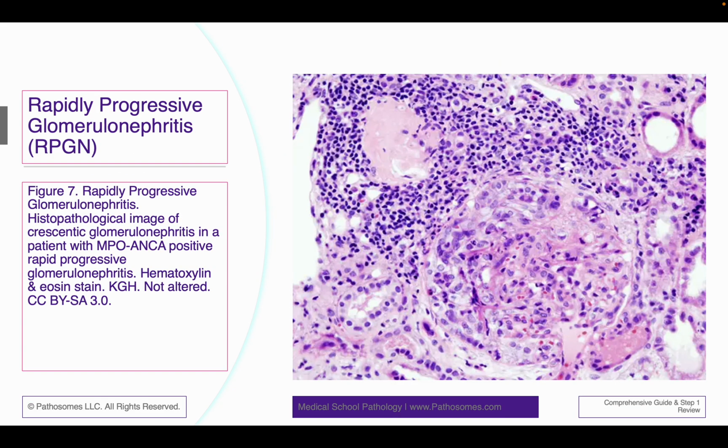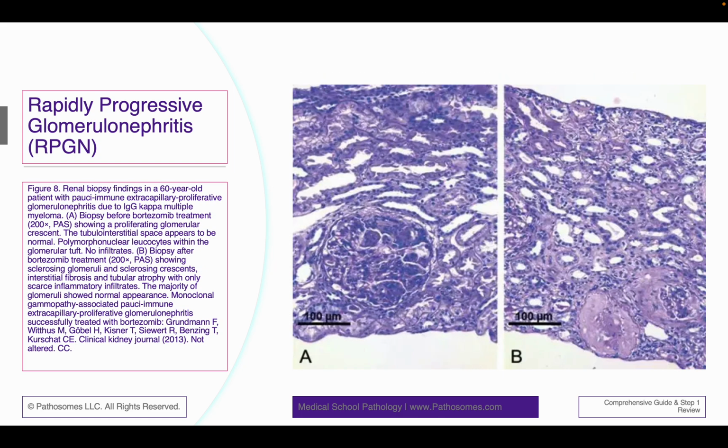Here we can see imaging of rapidly progressive glomerulonephritis. Note the crescentic glomerulonephritis in a patient with MPO ANCA positive rapidly progressive glomerulonephritis. And here we have the renal biopsy. We can see the glomeruli in A at least, from a patient who's 60 years old with pauci-immune extracapillary proliferative glomerulonephritis due to IgG kappa multiple myeloma. A was before treatment and B is after treatment with bortezomib.